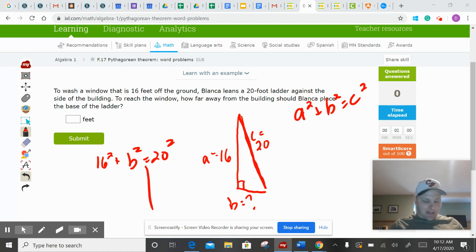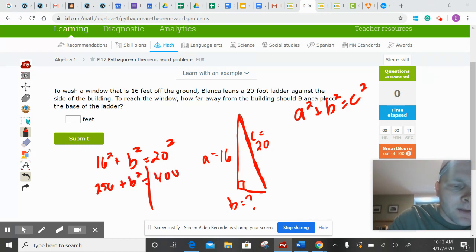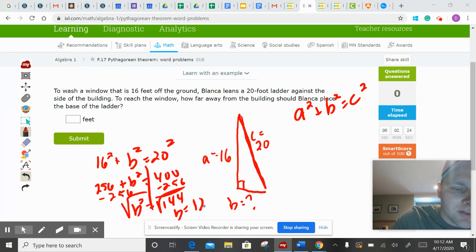So 16 times itself, 16 times 16, is 256. See, I was wrong there. I said 216. Okay, 256 plus B squared equals 400. Subtract 256 from both sides. Subtract 256, subtract 256. That's 144. B to the second power is 144, and we take the square root of both sides, then B equals 12.